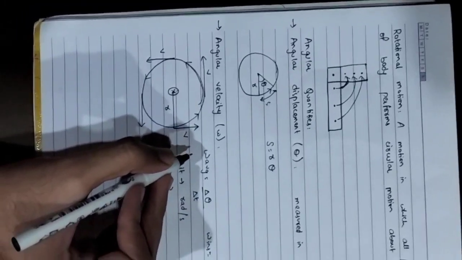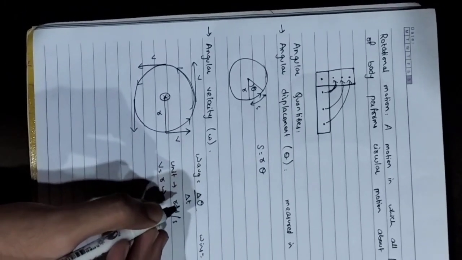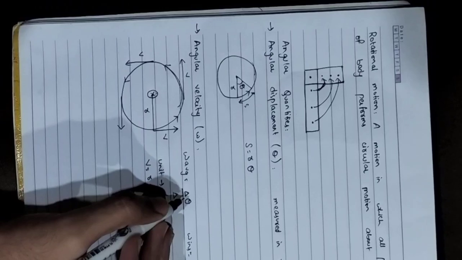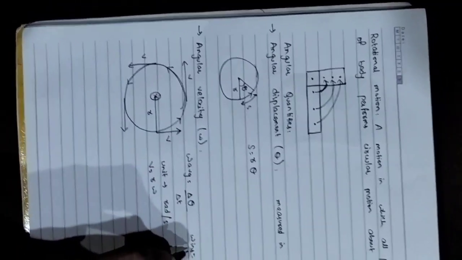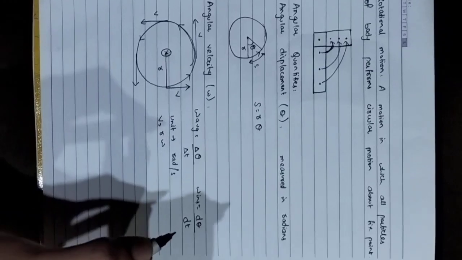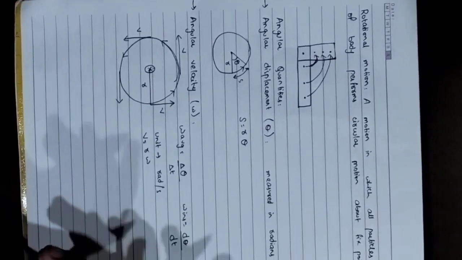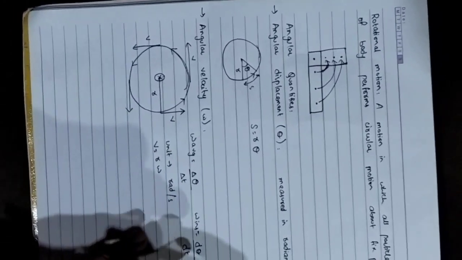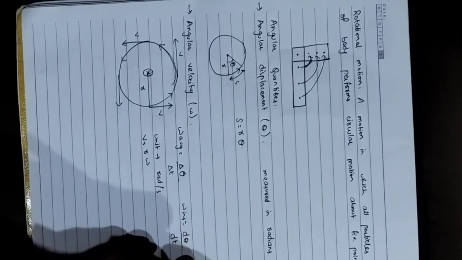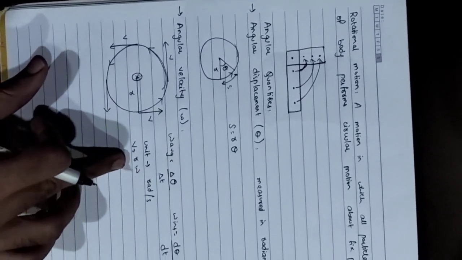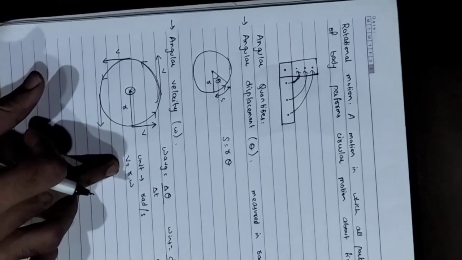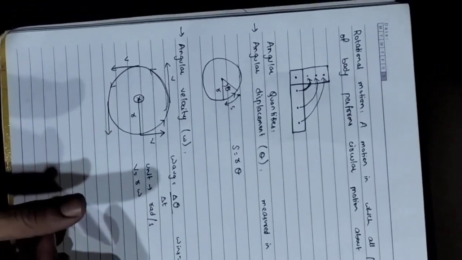If we have to find the average angular velocity, we will use the formula omega average equals delta theta divided by delta t. And if we have to find the angular velocity at a particular instant, we will use the formula d theta upon dt. It has a unit of radians per second, and it has a relation with the linear velocity, which is v equals r omega.